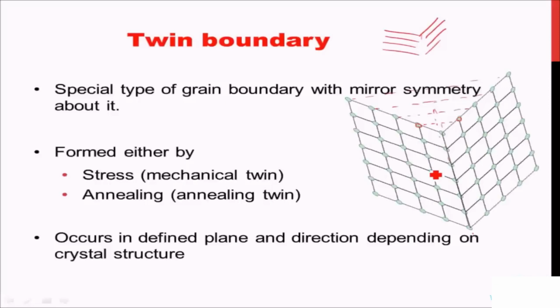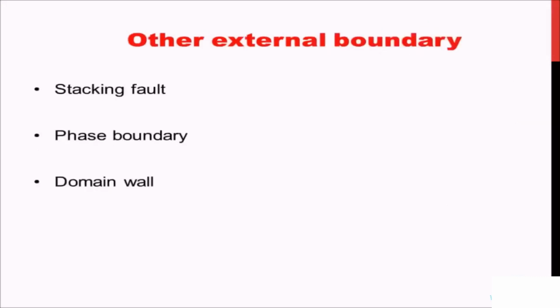And twin boundaries occur in certain defined planes and directions. And what defines the plane and direction on which the twin boundary will exist? It depends on what crystal structure we are discussing. We are not going to go into the details about twin boundary. I just wanted to introduce you to the idea that some symmetry can even be present in terms of twin boundary. Okay. Now let us see some other two-dimensional defects that can be present.